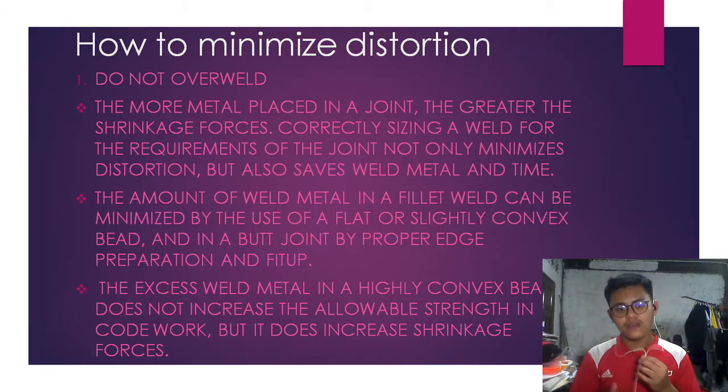time. The amount of weld metal in a fillet weld can be minimized by the use of a flat or slightly convex bead, and in a butt joint by proper edge preparation and fit up. The excess weld metal in a highly convex bead does not increase the allowable strength in code work, but it does increase shrinkage forces.